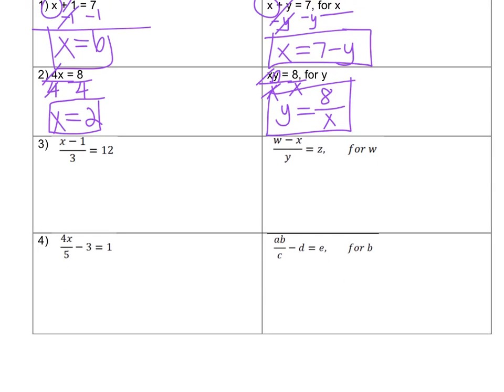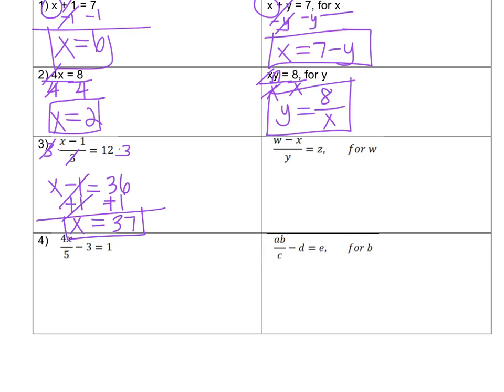Okay, moving on to number 3. I need to solve for x, so I need to multiply each side by 3. 3 over 3 is 1, so I'd be left with x minus 1 equals 12 times 3, which is 36. And then I would add 1 to each side, so I would be left with x equals 36 plus 1, which would be 37.